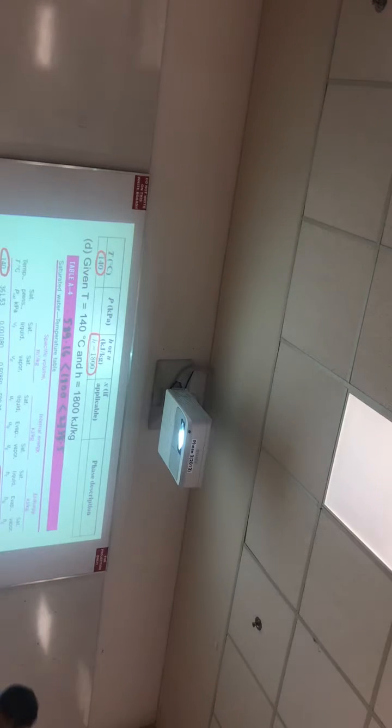So that's why you can easily calculate this number, right? So I can write X becomes, very easy. X becomes H, 1800, minus HF, 589.16, divided by HFG, 2144.3.